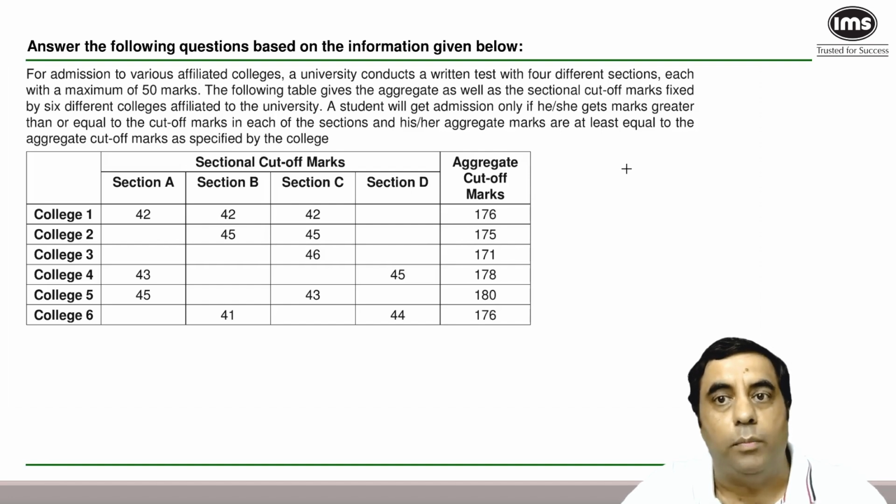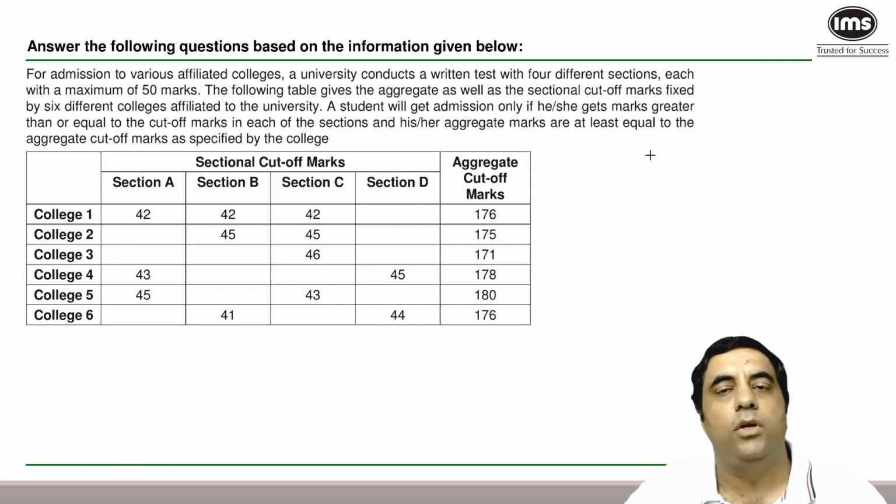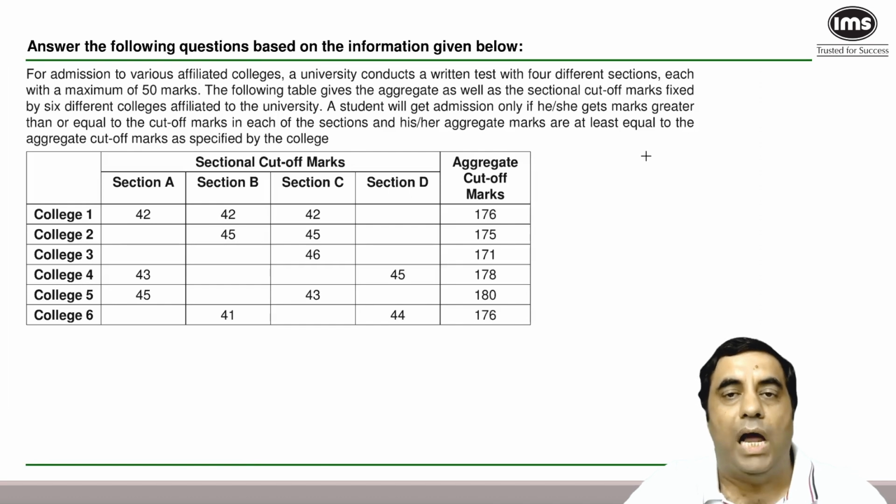A student will get admission only if he or she gets marks greater than or equal to the cutoff marks in each of the sections, and his or her aggregate marks are at least equal to the aggregate cutoff specified by the college. So that means in order to get admission, you need to clear 2 criteria. One is that you need to clear the sectional cutoff, and also the overall cutoff. Then only are you eligible for that particular college.